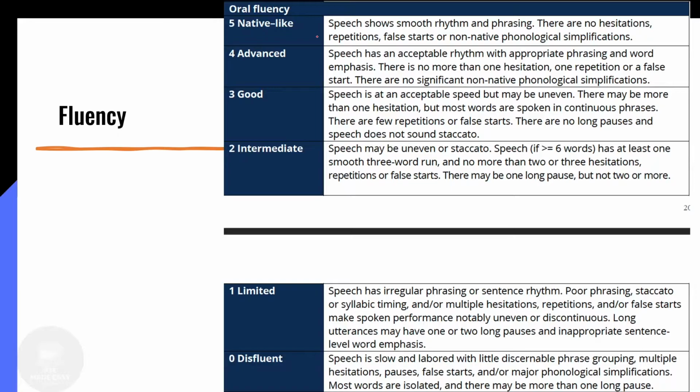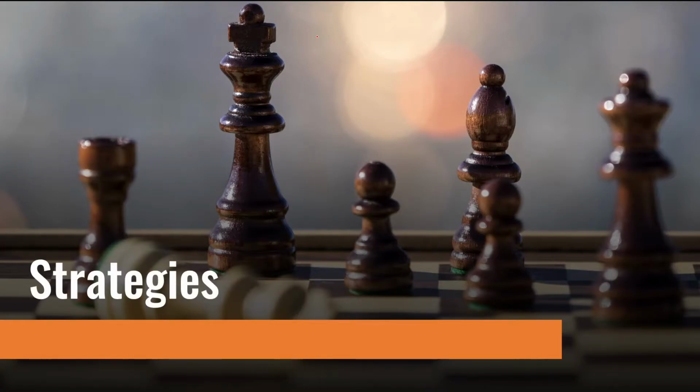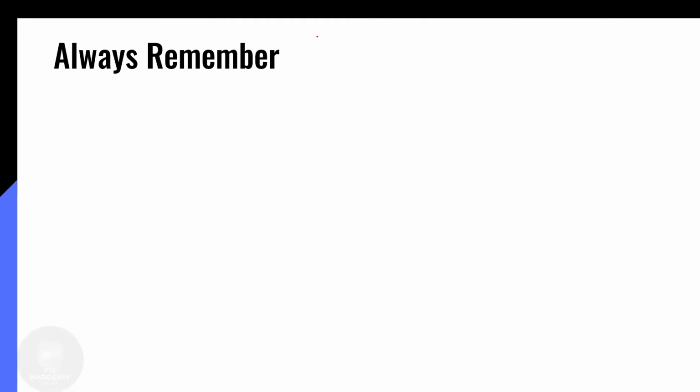Speech shows smooth rhythm and phrasing, so you need to have chunking. You cannot have any hesitation, repetition, false start, and non-native phonological simplifications. If you are confused with all these terms, I will reiterate, go back to the read aloud video. Now, let's look at the strategies for describe image.